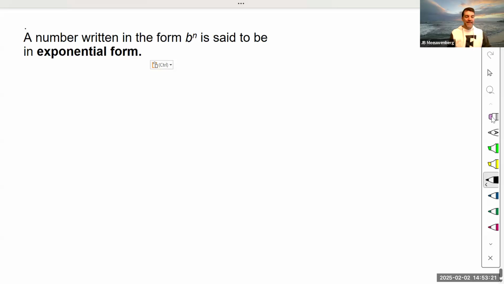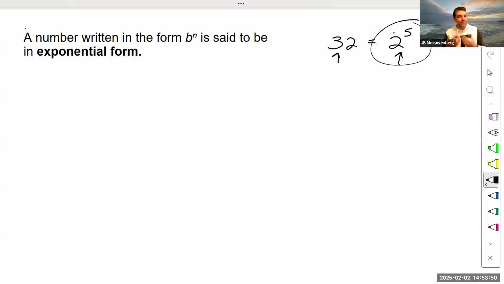A number written in the form b to the n is said to be written in exponential form. So when we write a number in exponential form, or b to the n, it's said to be in exponential form. An example is 32 moments ago. That was the answer to 2 to the 5th. So this is our number, but this is exponential form right there, 2 to the 5th power. Sometimes it's beneficial to us in certain situations to write a number in exponential form.